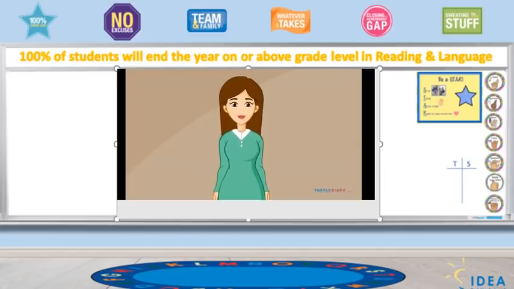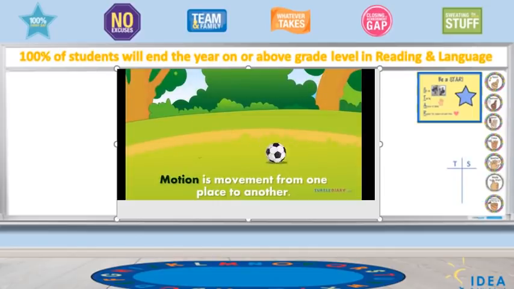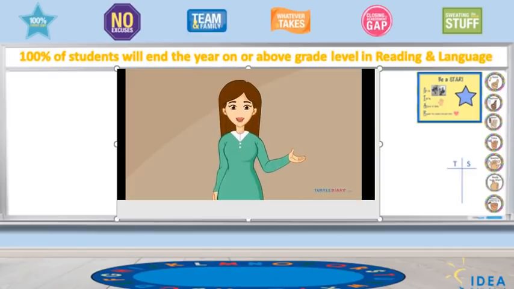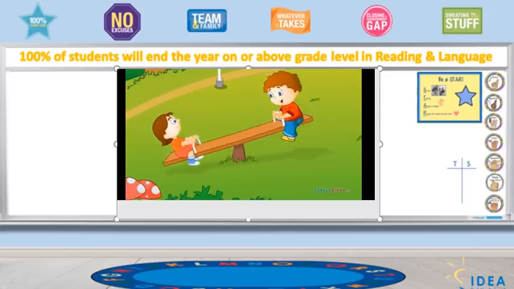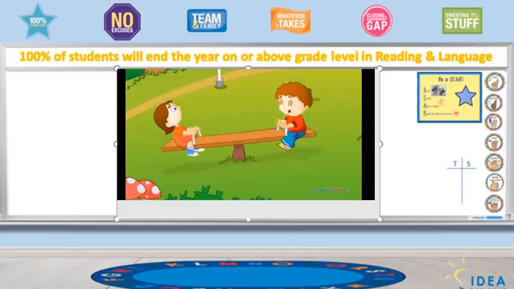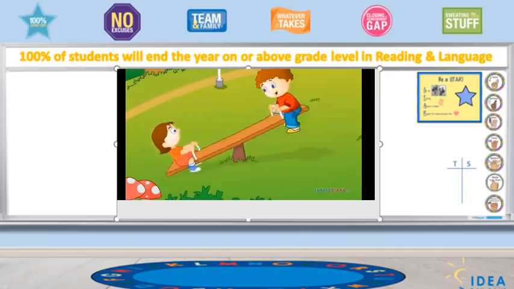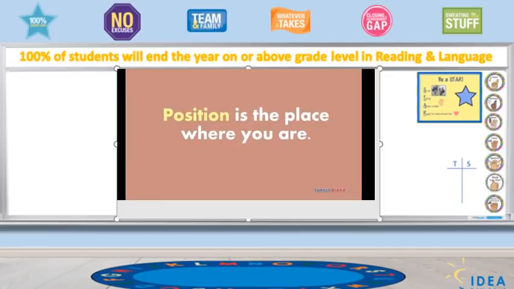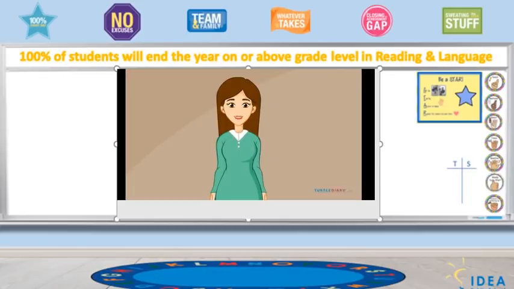Motion is movement from one place to another. When the seesaw is still and you and a friend sit on it, it begins to have motion. One seat goes up while the other goes down. They change their positions. Position is the place where you are. If you change your position, you are moving.